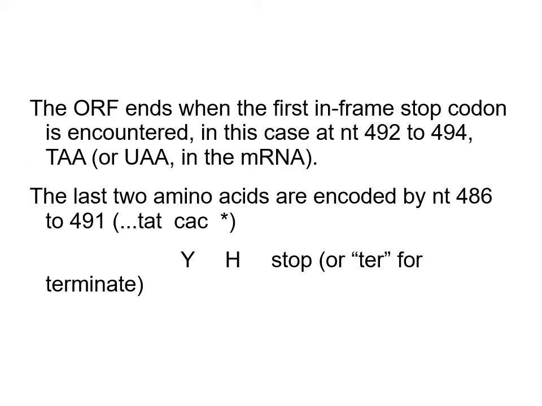Okay, I'm mentioning the stop codons now just to keep in mind that they're going to become important later. The open reading frame ends when the first in-frame stop codon is encountered. Okay, so in this case, it's nucleotides 492 to 494, and I'm showing it this way as an asterisk, right?